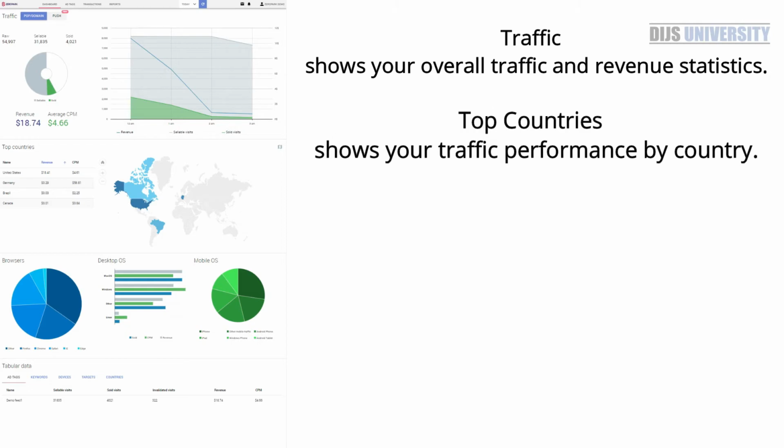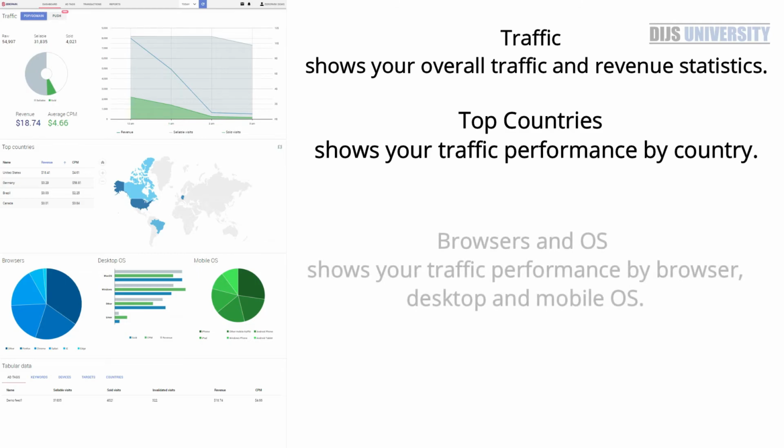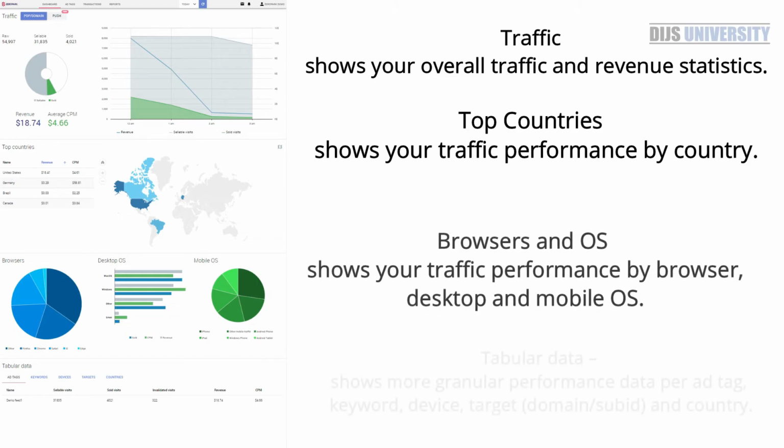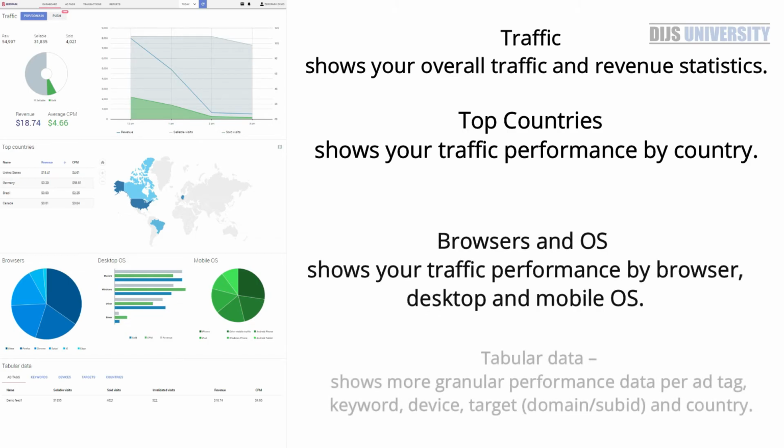So this shows your traffic performance by browser, desktop, and mobile operating system. And then at the very bottom you have your tabular data, which shows more granular performance data per ad tag, keyword, device, target, and country.